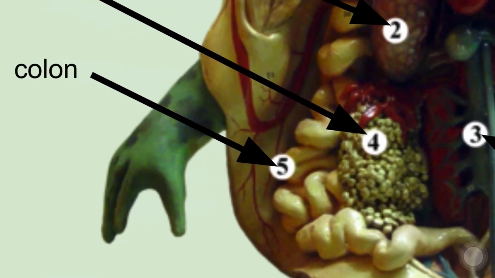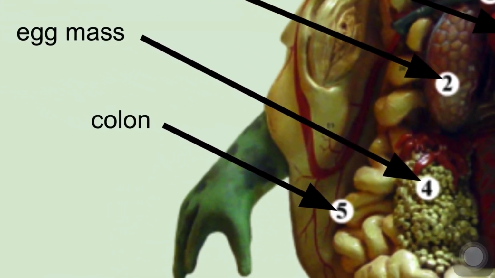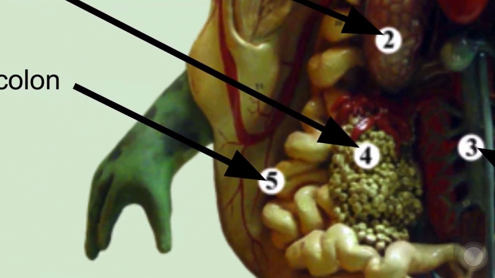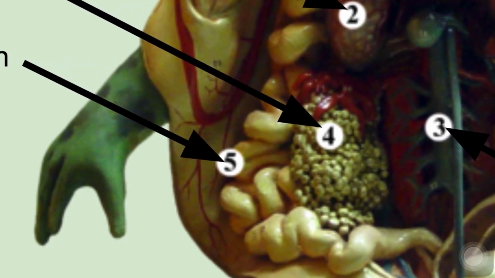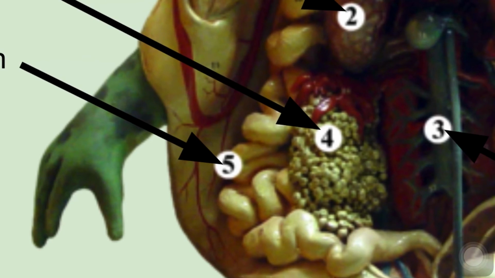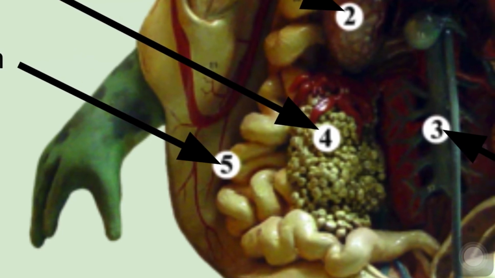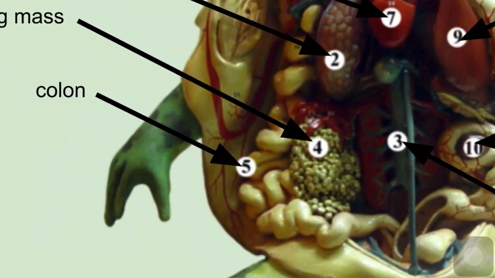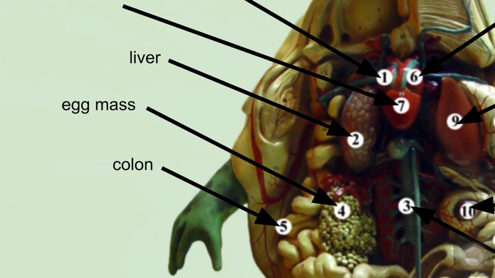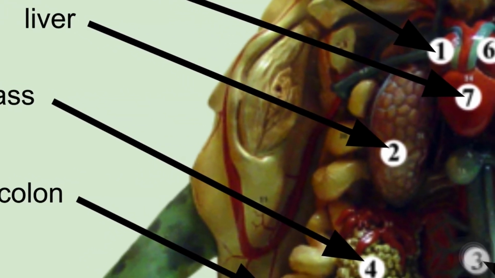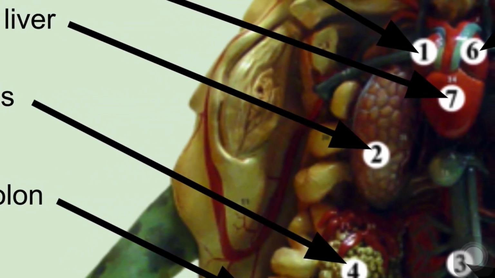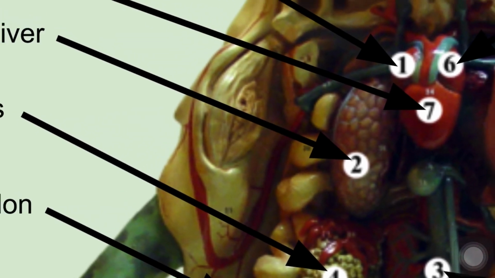And here, labeled as number 4, is the egg mass. The frog lays as many as 20,000 eggs in a clump. The eggs are called frog spawn. They hatch into tadpoles, the larval stage, which looks like a fish. And here, labeled with number 2, is the liver. It produces the liquid that breaks down the food that a frog eats.